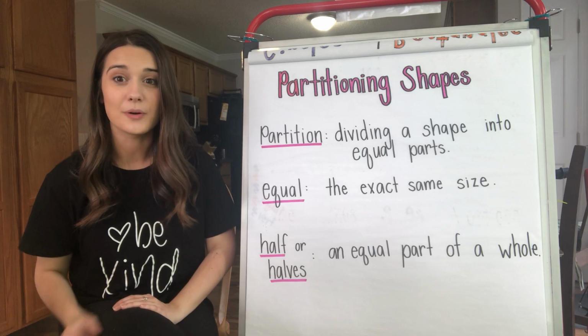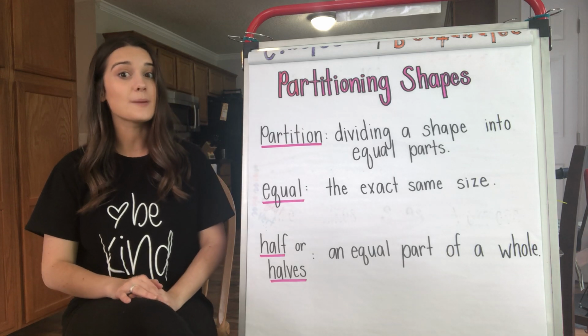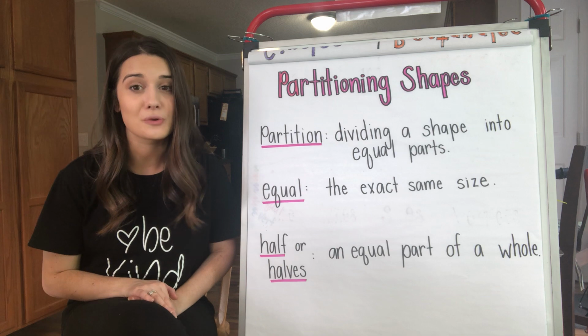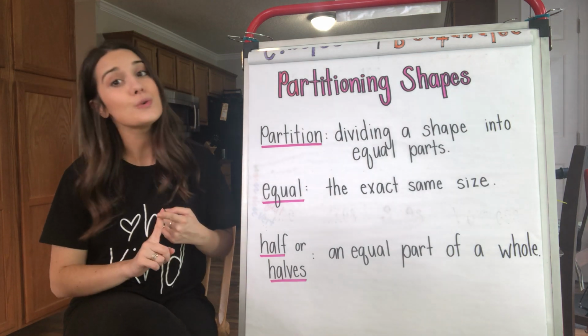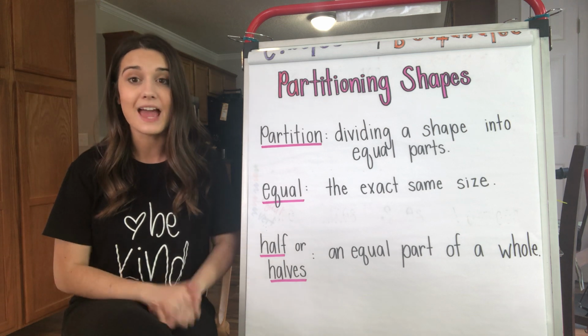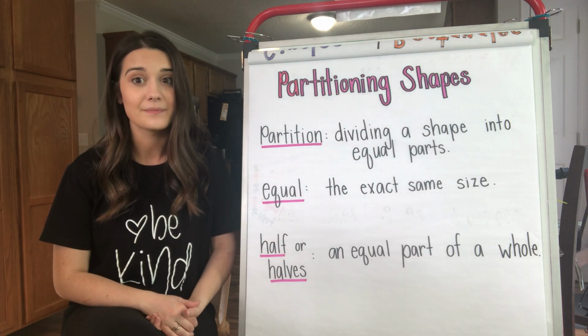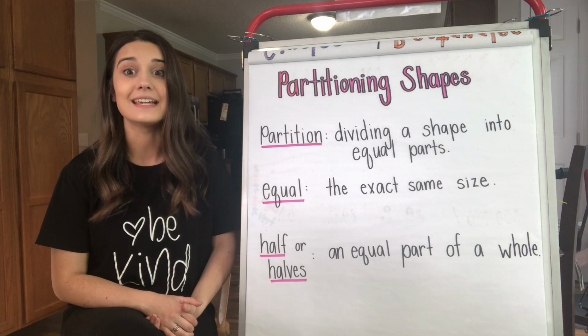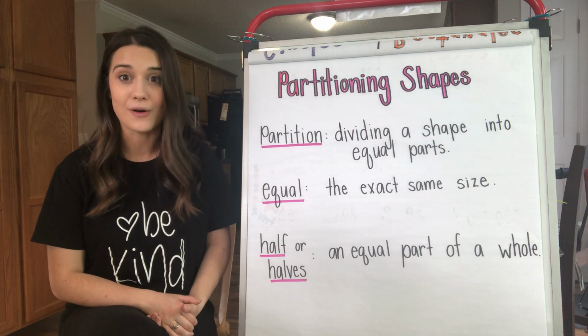Now let's think about the book we just read. What are some things that the brother and the sister had to share in the story? They had to share some juice, cupcakes, a pizza, and what did the mom say every time they had to share something? They had to make sure they had the exact same amount.